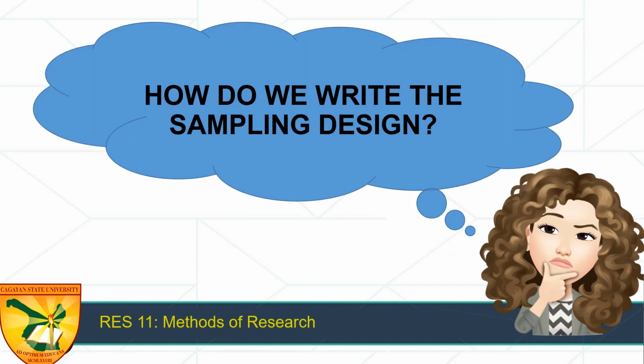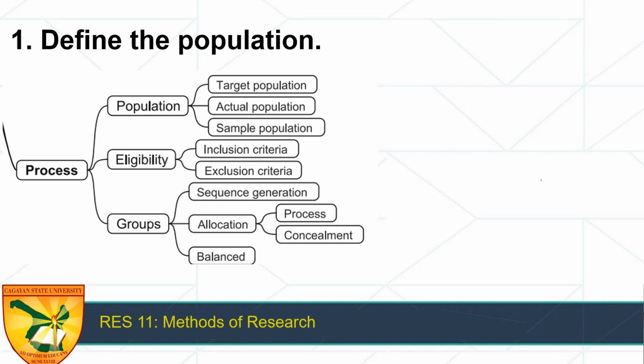So how do we write the sampling design? Number one, define the population. For example, my population are indigenous people, I need to state my inclusion criteria or the eligibility in this part.